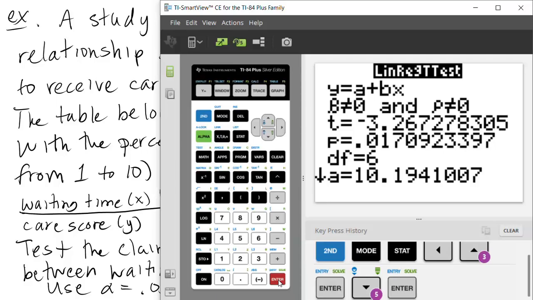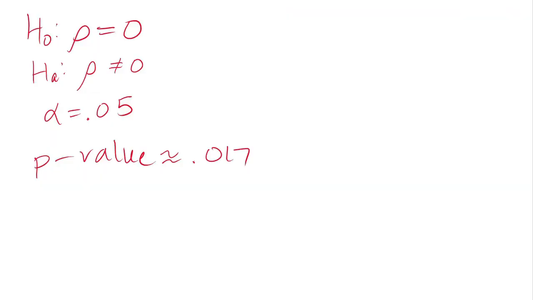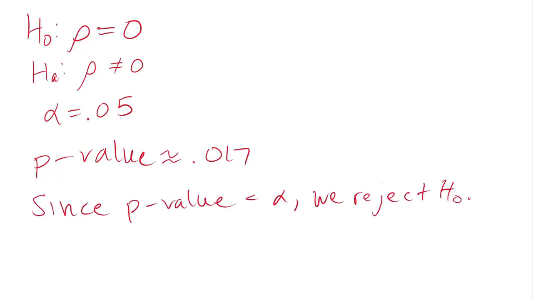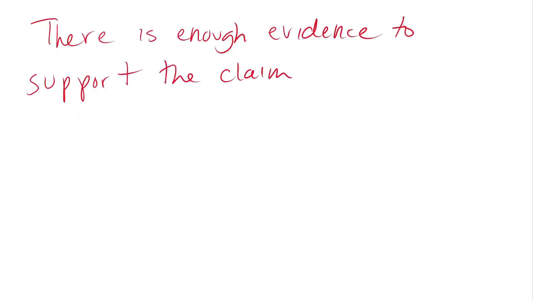For the hypothesis test portion of this problem, we want the p-value, which comes out to around 0.017. This time the p-value is a little bit bigger, but it's still smaller than alpha, so we're going to reject the null hypothesis. The null hypothesis is the claim that there is no linear correlation, and we are rejecting that claim. Therefore, we're going to conclude that there is a linear correlation between these two variables. There is enough evidence to support the claim.